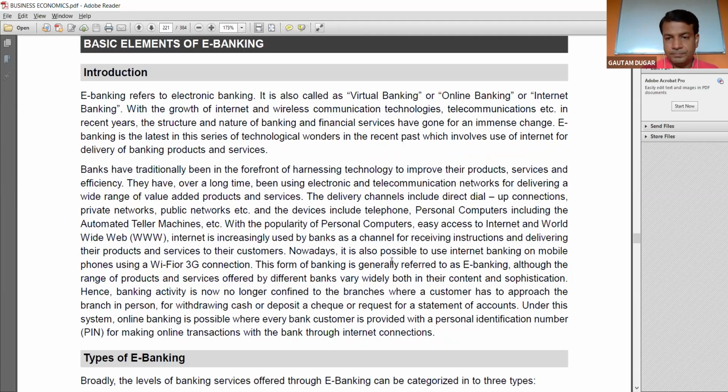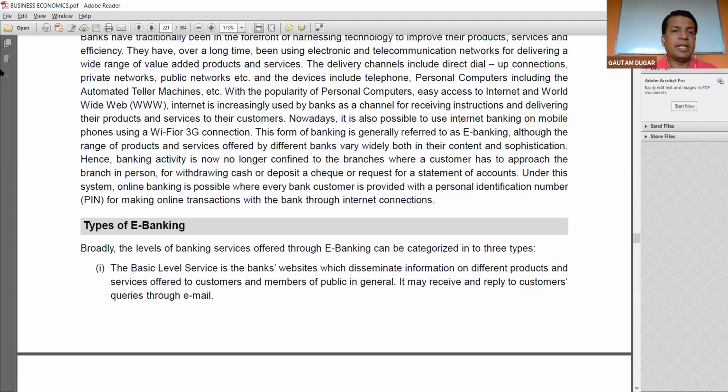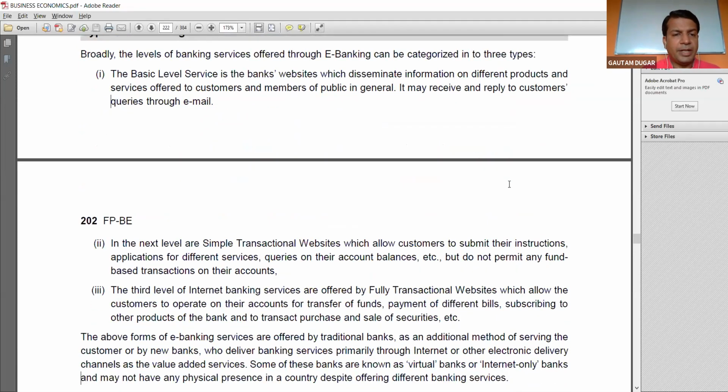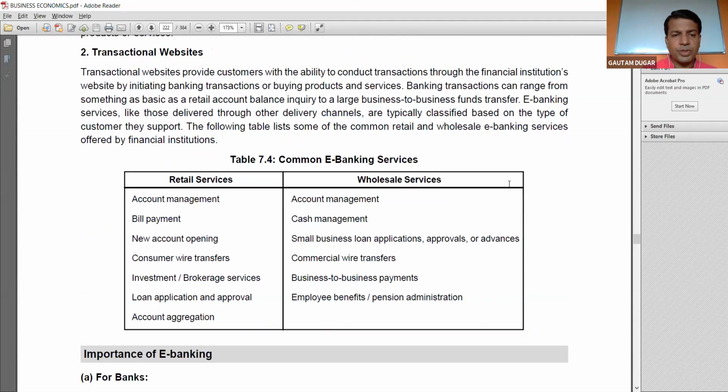This again can be a short MCQ. What is PIN? It's personal identification number. We need it for using online transactions. We need a PIN for the debit card, credit card, and so this personal identification number, PIN, is required. Types of e-banking, I'm not reading it all through. You can go through it. These are very easy portions.